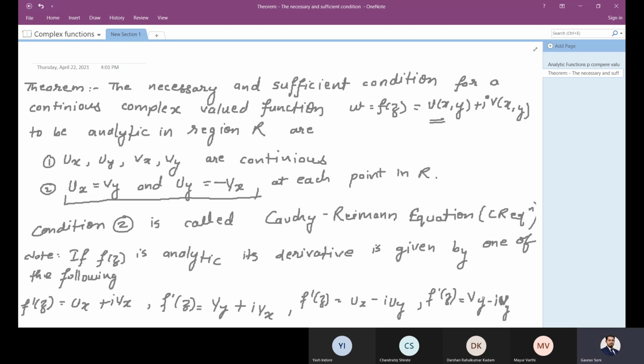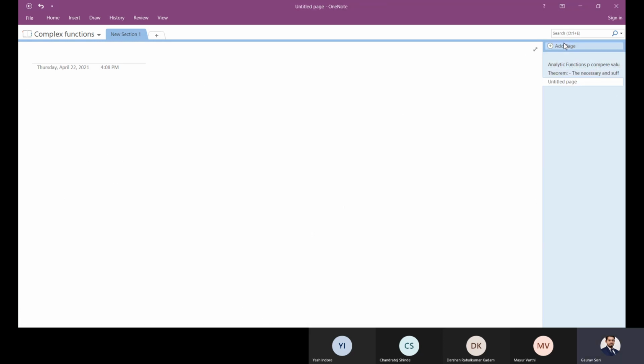So by the CR equations, if you use ux equal to vy, in the first term and the second one, vy is given. So all four expressions are not different; they are all one and the same. You are just using the CR equation and writing a different expression. Fine, we'll go for the example. Show that the following functions are analytic.